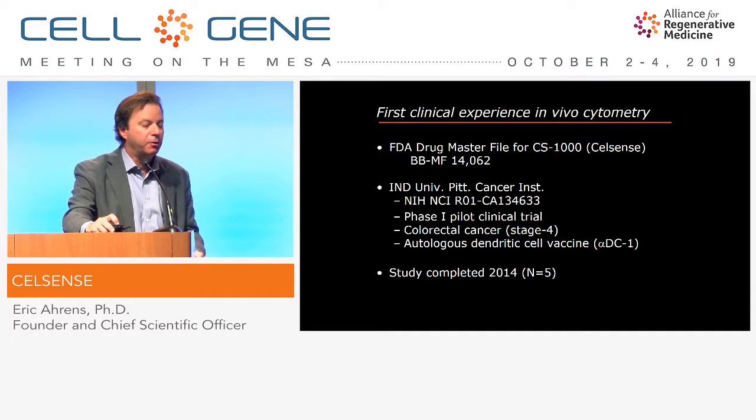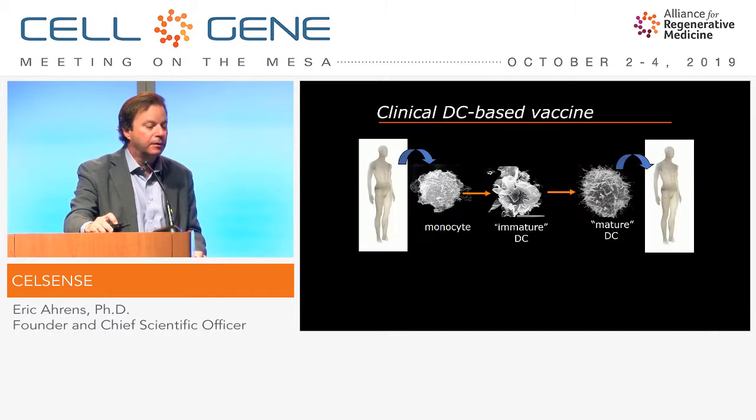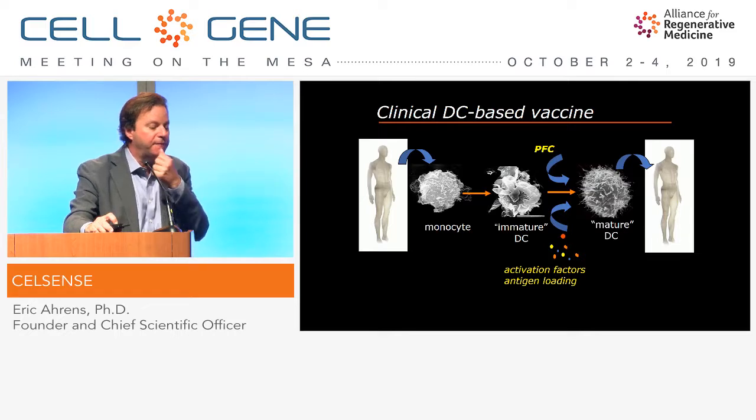Our first IND was at the University of Pittsburgh. We looked at colorectal cancer patients tracking an autologous dendritic cell vaccine. And what we do is we work in the manufacturing where we do the labeling. So this is all done in the GMP lab.